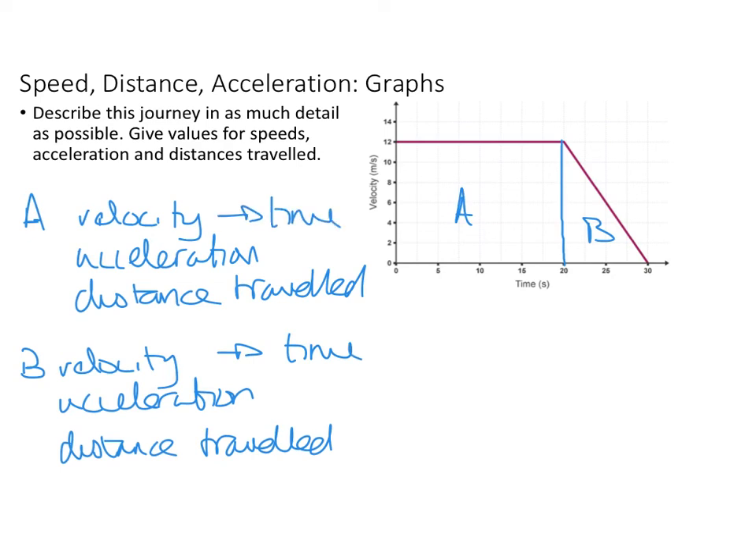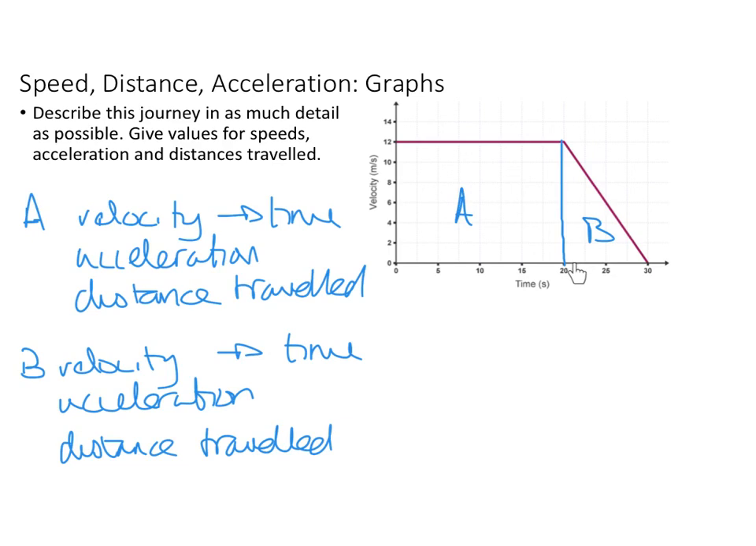So for section A, I would say from 0 seconds to 20 seconds, the object travels at 12 meters per second. The acceleration is therefore 0 because there's no change in velocity. Then over the 20 seconds, it travels 12 times 20 to give me the distance travelled, so 240 meters.